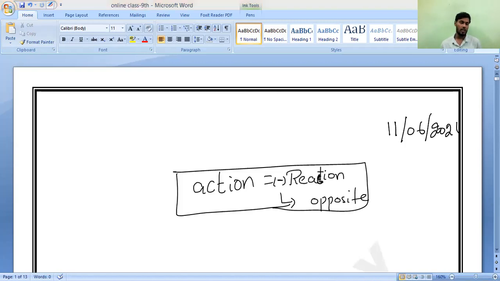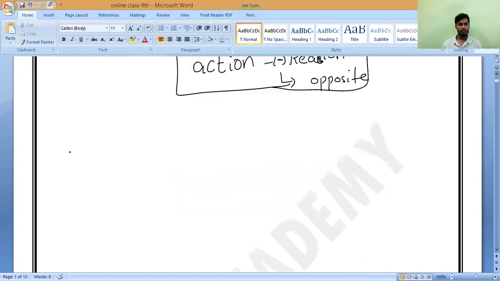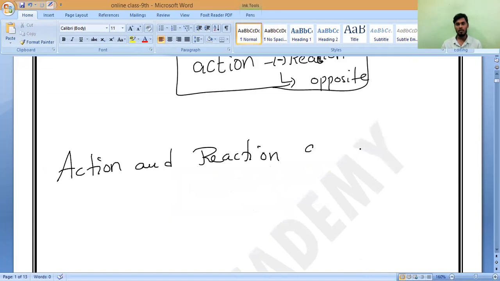Now in today's class we'll study whether action and reaction act on two different bodies or only one body. Where do action and reaction exert? Two different bodies. Is it possible for both action and reaction to act on the same body? No, sir. So that is our concept today. You can note it down: action and reaction act on two different bodies.